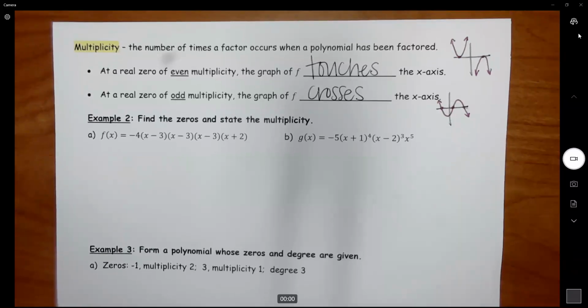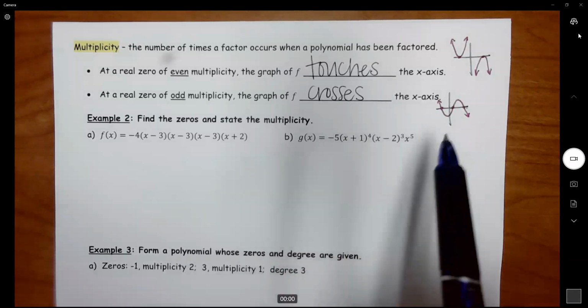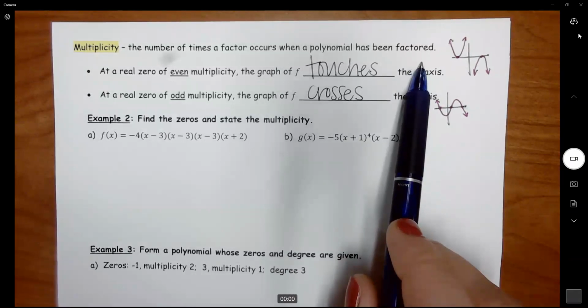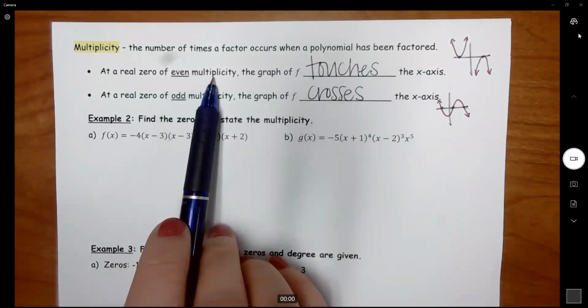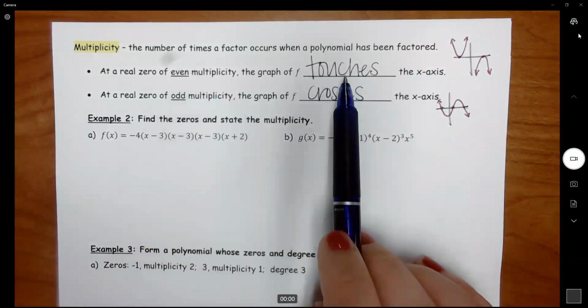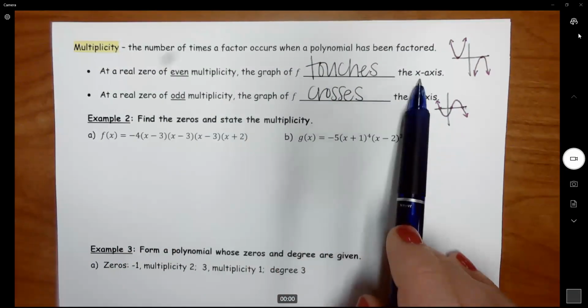In this video, we're going to talk about multiplicity. Multiplicity is the number of times a factor occurs when a polynomial has been factored. So to find the multiplicity, you do have to factor it or be given it in factored form. Once you find its factored form, if it has an even multiplicity at that solution, then at that place, the graph is going to touch the x-axis right there.